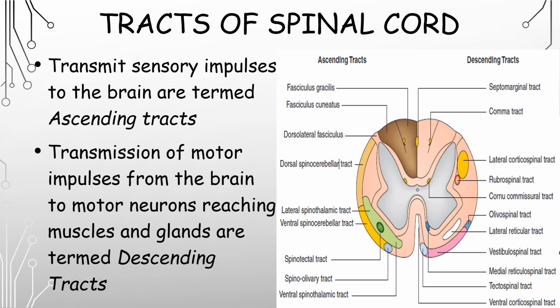Tracts of the spinal cord. There are two tracts. One is the ascending tract, another one is the descending tract. The tracts that transmit sensory impulses to the brain from the receptors are termed ascending tracts. The tracts which transmit motor impulses from the brain to the motor neurons reaching the muscles or the glands are termed descending tracts.